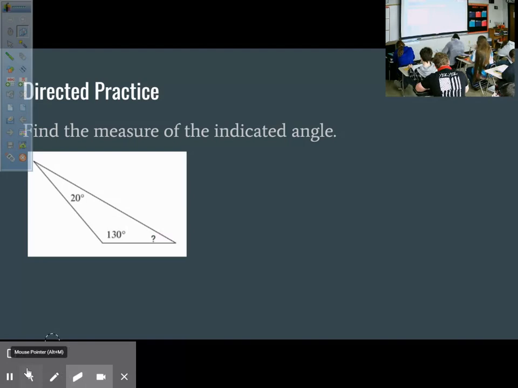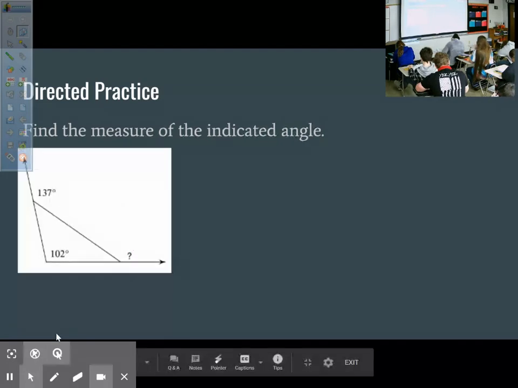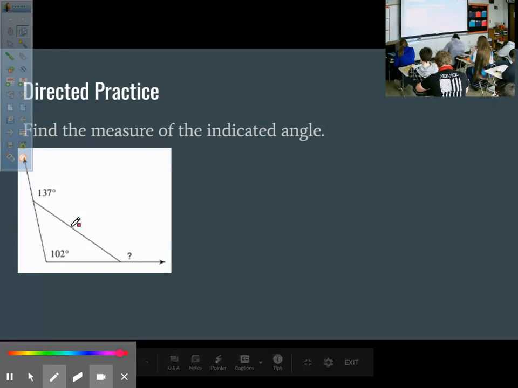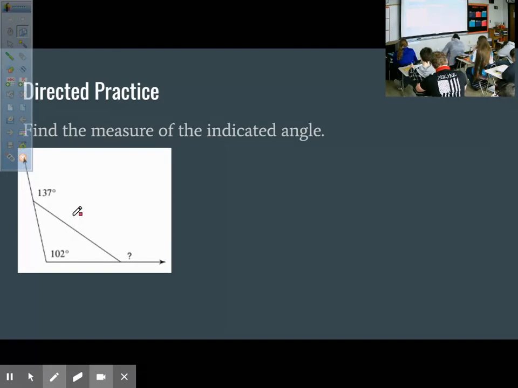Alright, let's try the next one together. Now this one, are we going to be using triangle sum theorem or exterior angle theorem? Exterior angle. Yeah, because this is an exterior angle, which says it's these two added together.